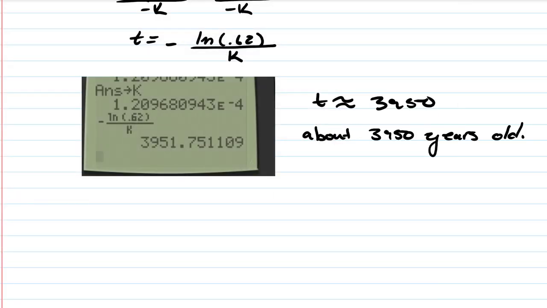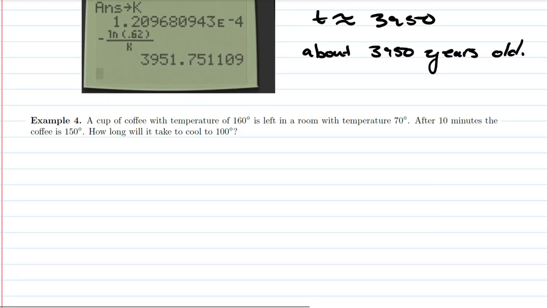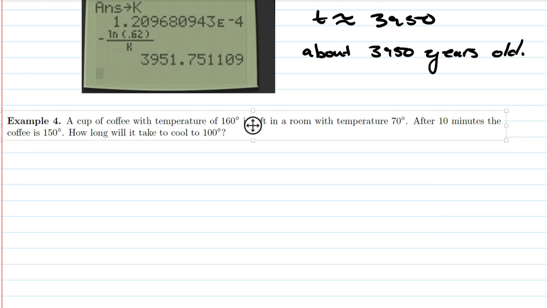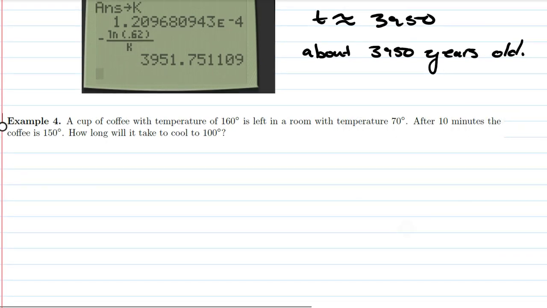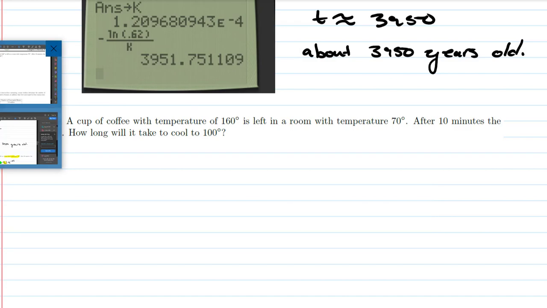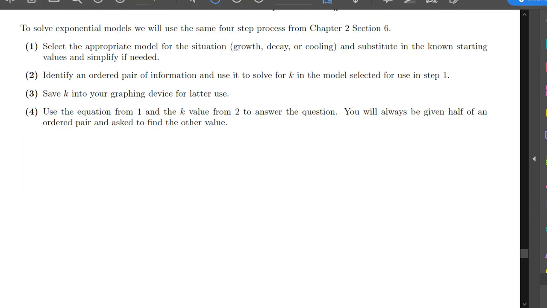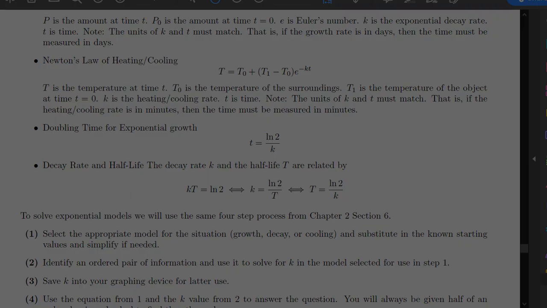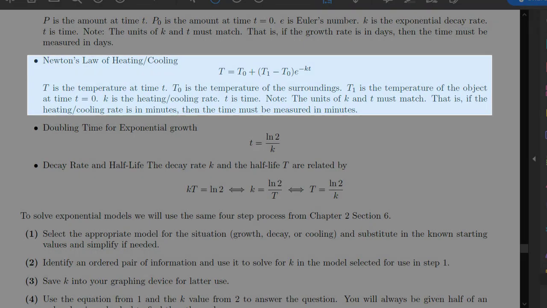So example 4 is a cup of coffee with a temperature of 160 degrees is left in a room with temperature 70 degrees. After 10 minutes, the coffee is 150 degrees. How long will it take to cool to 100 degrees? So this time we're going to be using Newton's law of heating slash cooling, which is right here.